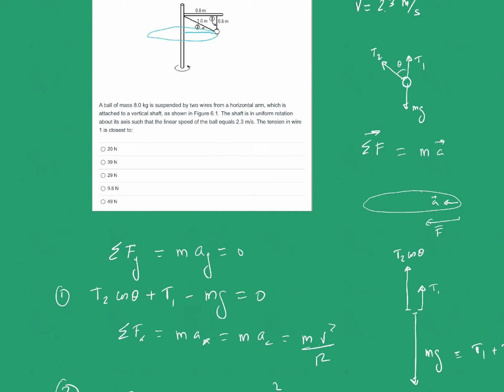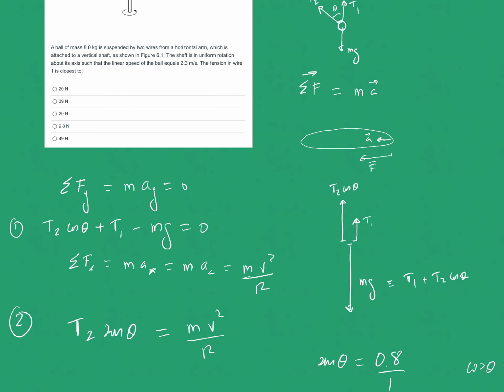So the picture here is like this. T1 is going up. The component of T2 in the y direction is T2 cosine of theta. And the weight is going downwards. The weight has the same magnitude as what is going up, T1 and T2 cosine of theta, because the sum is 0. So the weight has to be T1 plus T2 cosine of theta. So we go to the equation and we solve it. The first equation is Newton's law in the y direction.